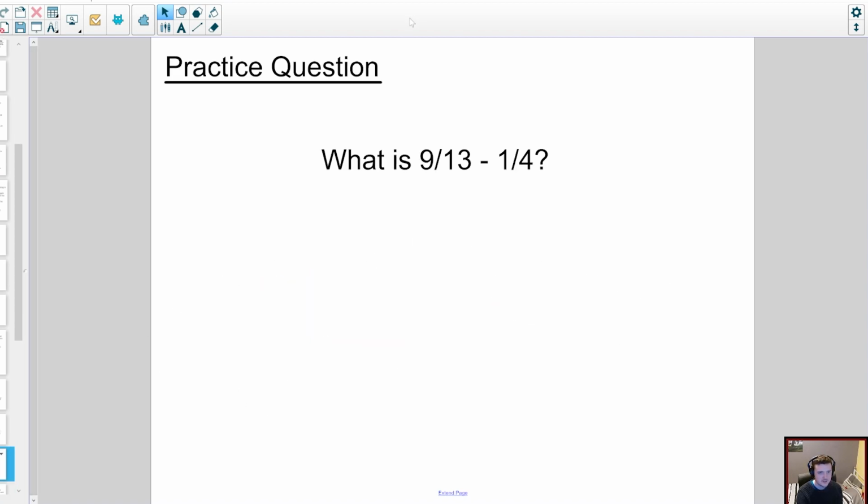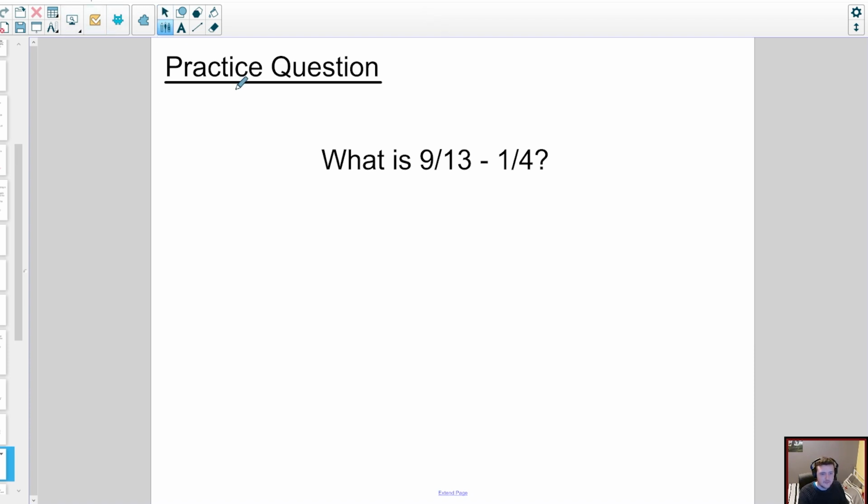So here's a practice question for you to have a go at. What is 9/13 minus 1/4? The only bit of information I'll give you about the difference between taking away and adding, it's exactly the same method as we've just done, except it's really important that if you start on the left, you end on the left, and if you start on the right, you end on the right, and I'll show you why in just a minute. So have a practice, see what you think, and I'll be back in just a second.